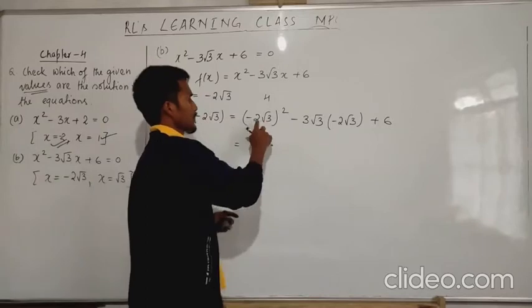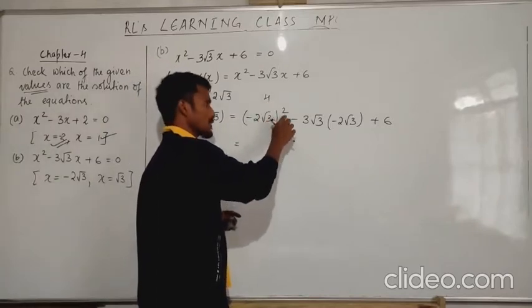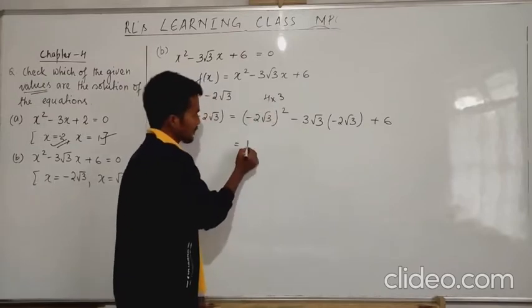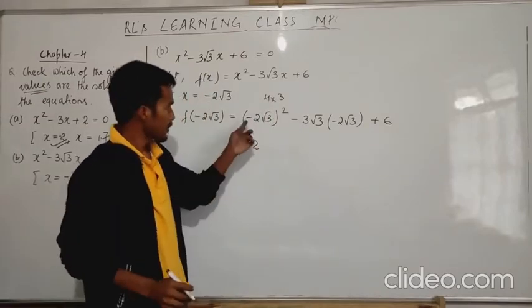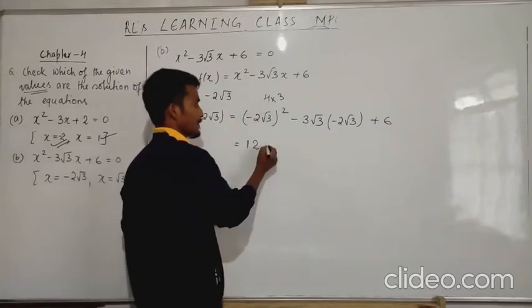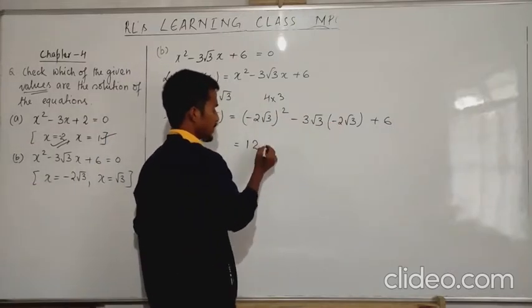Then here we got 2 to the power 2, 4. Then root 3 to the power 2 we got 3. Then 4 into 3, how much did we get? 12. Then this minus 2 root 3 whole thing squared, we got 12. Then here minus into minus, we got plus.